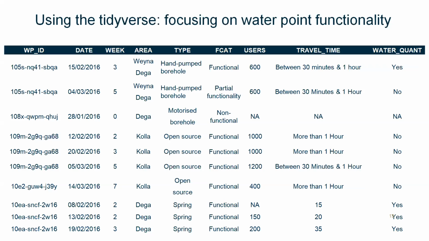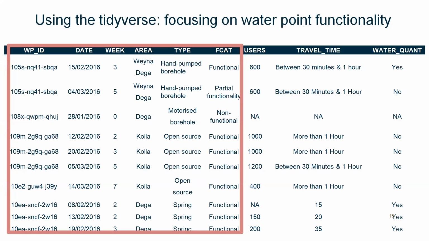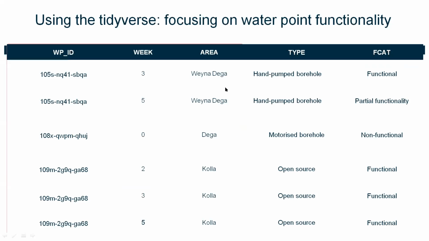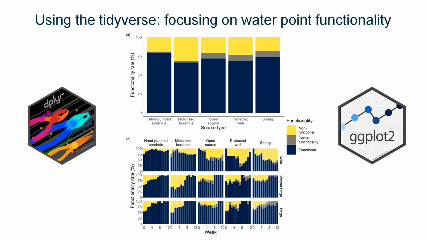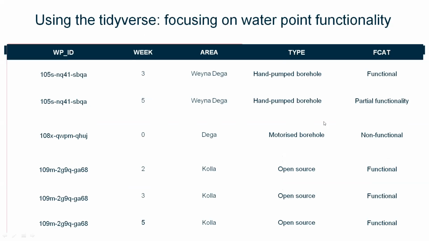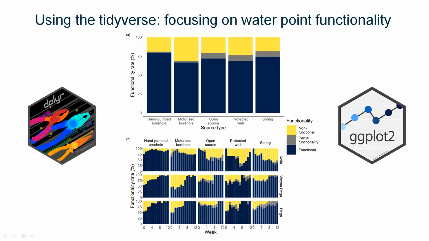So let's look again at the data set that we have. From now on in the presentation, we're really going to focus on this part of the data, which is our functionality, information about functionality of each water source type. So just to zoom in on that, we have the different functionality categories, the different types of boreholes, the areas that they're in, and the week that the data was collected. And what I want to do is explain how we go from this to something that looks like this using dplyr and ggplot2.